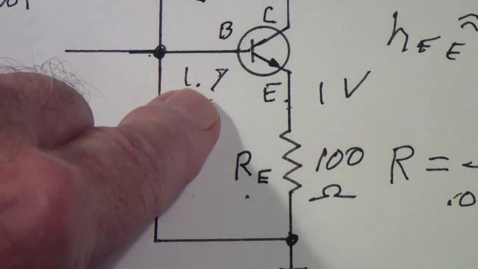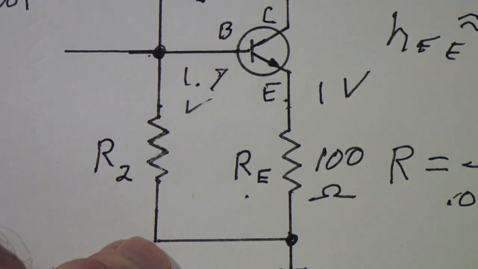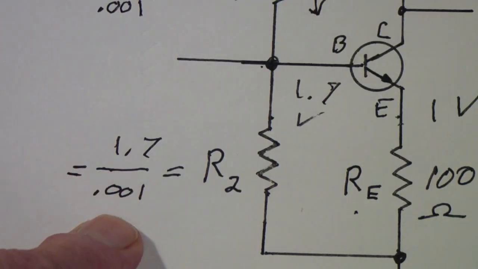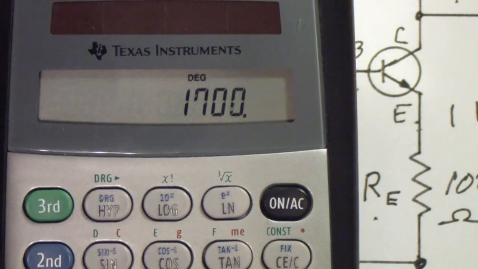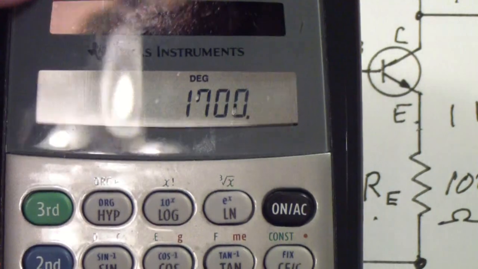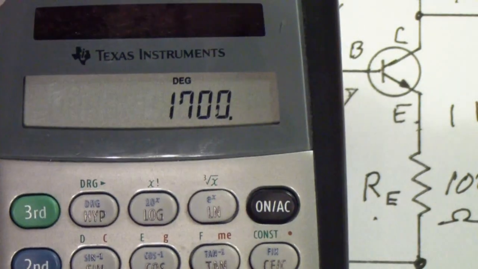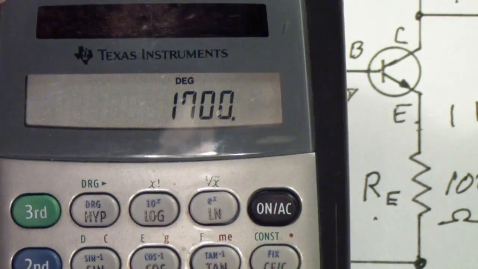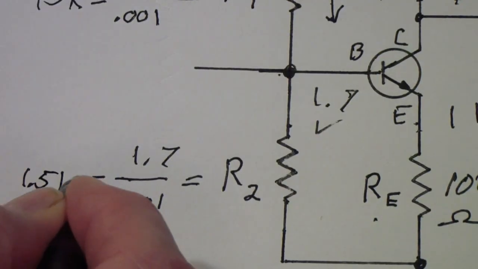So we want 1.7 volts across a resistor that has 0.001 amps flowing through it. So let's calculate that. 1.7 over 0.001 gives us 1700. Well, once again, we're not going to use 1700. That's not a standard value. In this case, we're going to round that down to 1500, which is 1.5K.